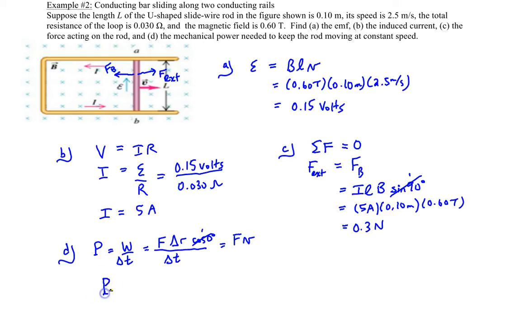So really, to calculate that mechanical power, all we need to do is take that force that we just calculated at 0.3 newtons and multiply by that speed of 2.5 meters per second. So the rate at which the energy is being used is 0.75 joules per second, or you could say 0.75 watts. And that's it for this example.